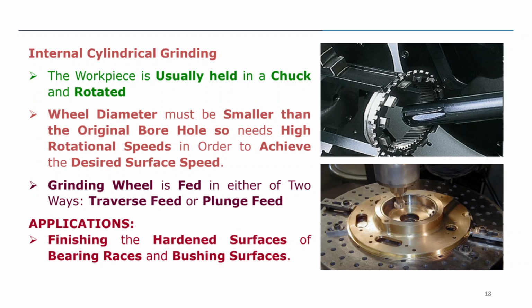Internal cylindrical grinding. The workpiece is usually held in a chuck and rotated. The wheel diameter must be smaller than the original bore hole, so it needs high rotational speeds in order to achieve the desired surface speed. The grinding wheel is fed in either of two ways: traverse feed or plunge feed. Applications are in finishing the hardened surfaces of bearing races and bushing surfaces.